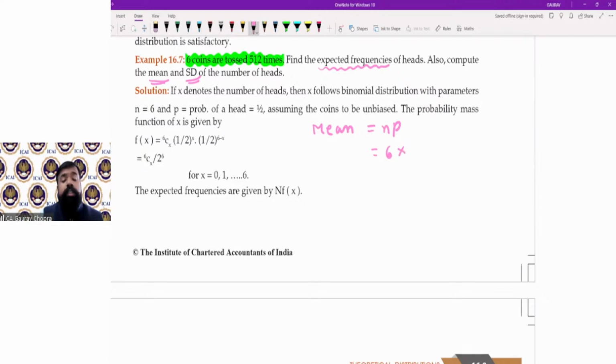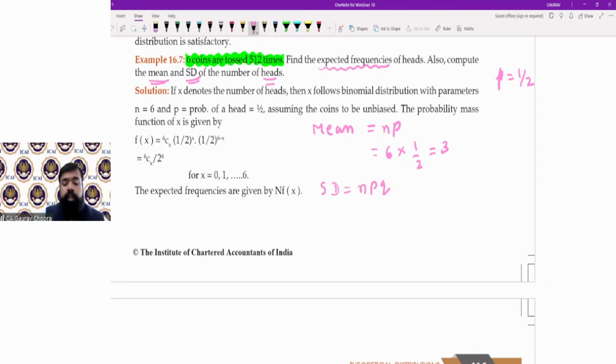And what is the probability of success? Since we have to find heads, p will be half. So 6 into half, mean will be 3. Mean is 3. What will be the standard deviation?